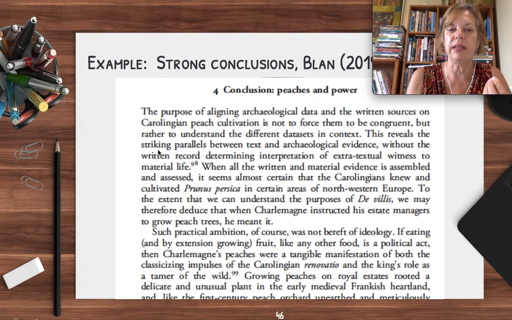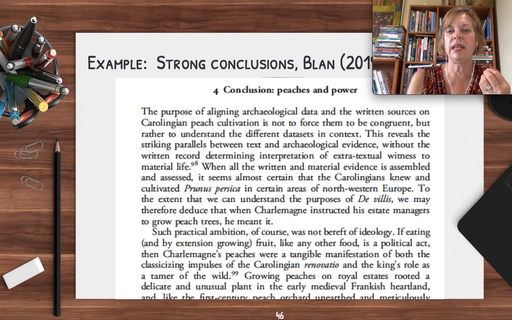And then down here he says, when all the written and material evidence is assembled and assessed, it seems almost certain. So almost certain is quite uncertain, right? But he's strongly uncertain in his certainty here. So he's saying, it seems almost certain, but look at this evidence. Look at all the evidence that I've provided you with. That's what I'm talking about.